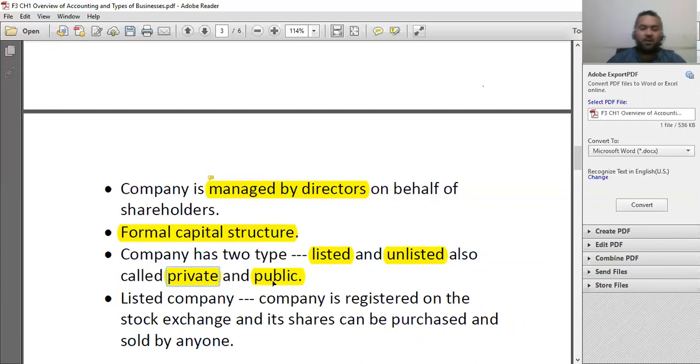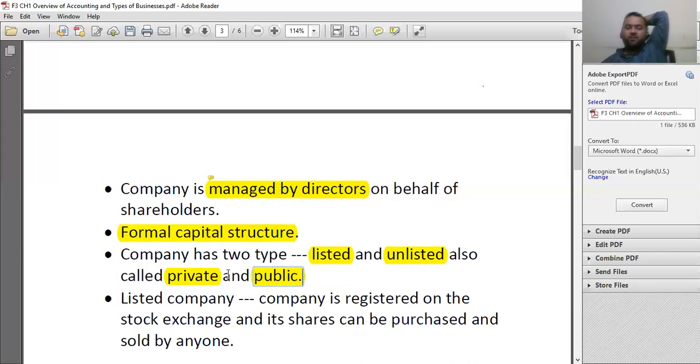Why don't we have any public company in Afghanistan? Can someone answer this question? Why don't we have any public company in Afghanistan? Because of security? Not. Security is not the reason. Do we have a stock exchange? No. So that is the problem. Yeah, we don't have any stock exchange in Afghanistan. It means we don't have any public company.